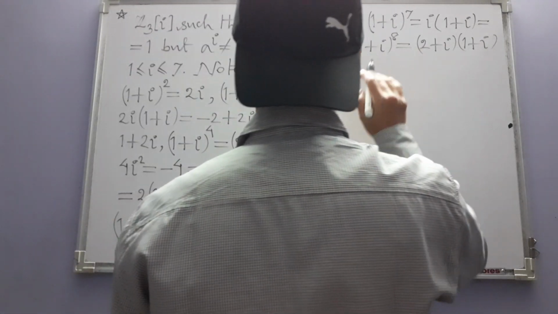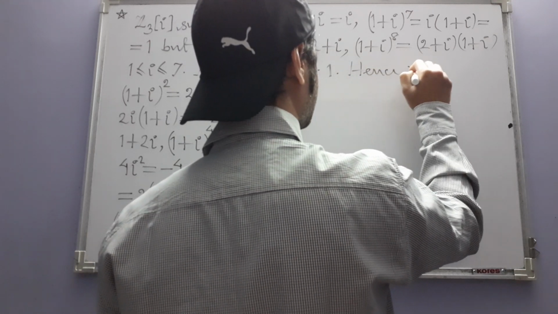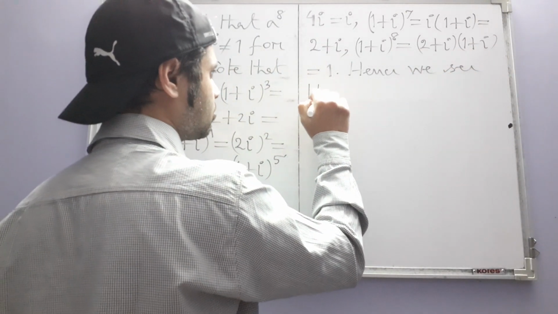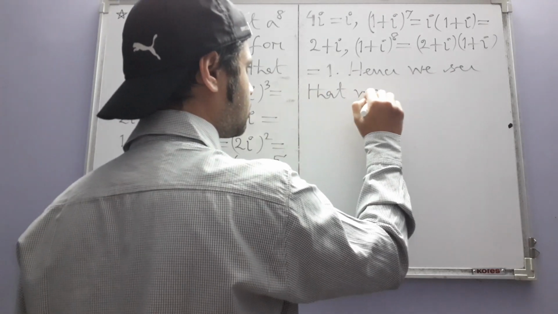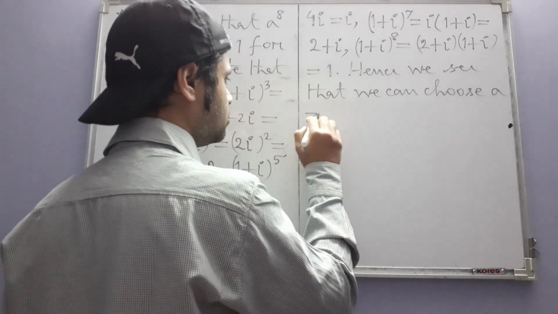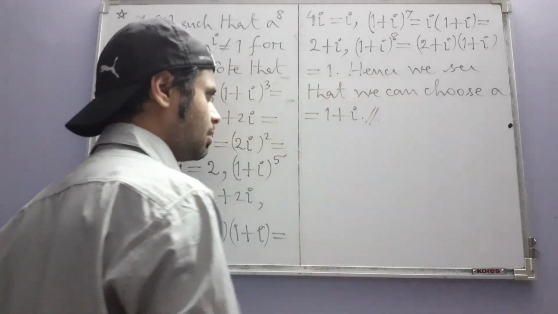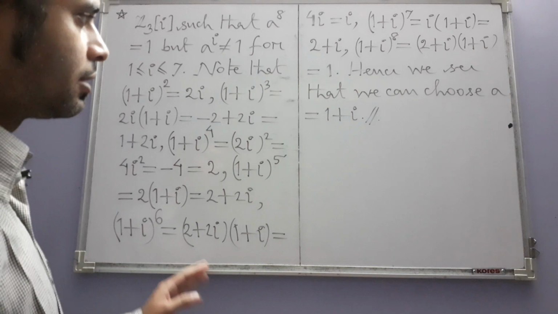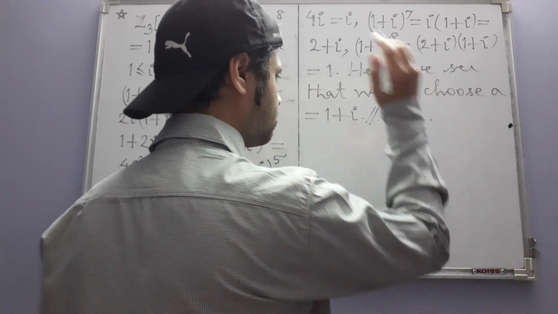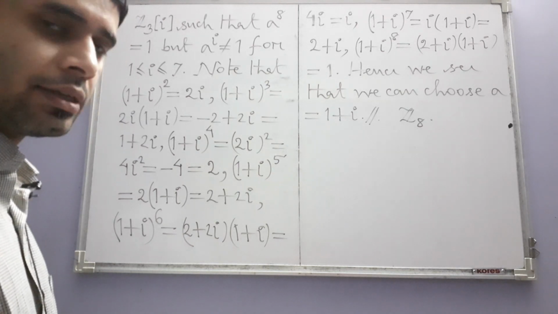So we can conclude things like this. Hence, we see that we can choose A equal to 1 plus I. So that multiplicative abelian group turns out to be nothing but this, and here the solution ends, and I end the video also here.